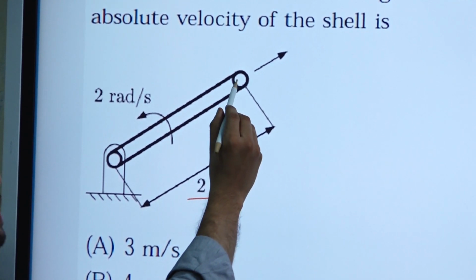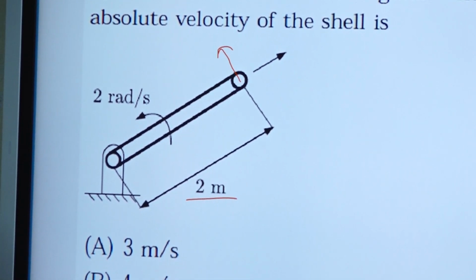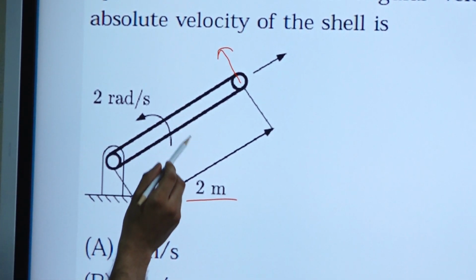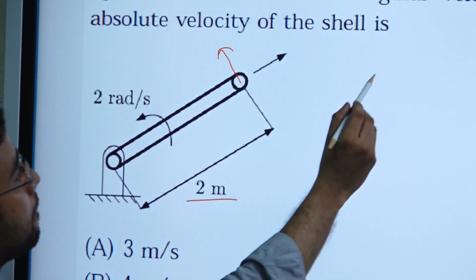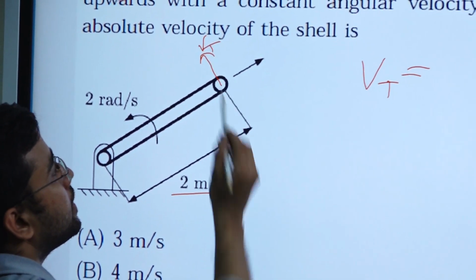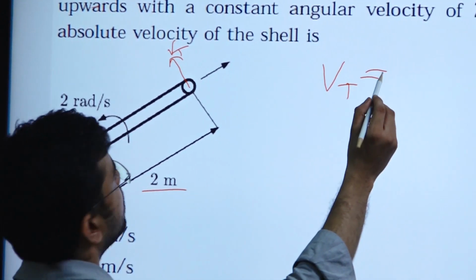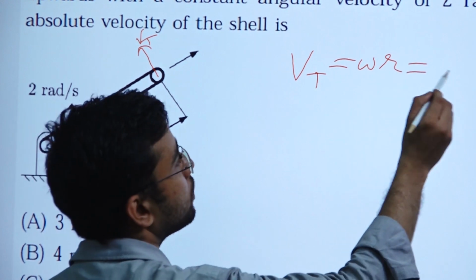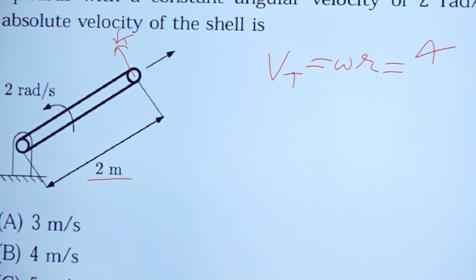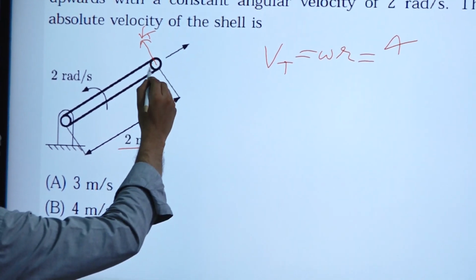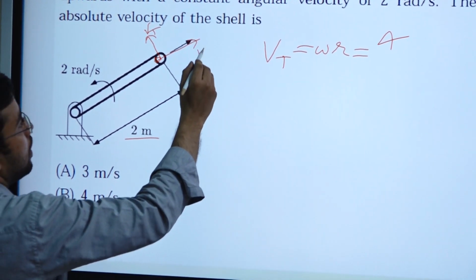So what will be the velocity at this point? Angular velocity will be 2 radian per second, and because of that v is equal to omega r we can apply. This Vt, tangential velocity, is equal to omega r. Omega is 2, into 2, that is 4, right? Okay, so this is Vt. Now we have to find out the radial velocity of the shell, that is Vr.